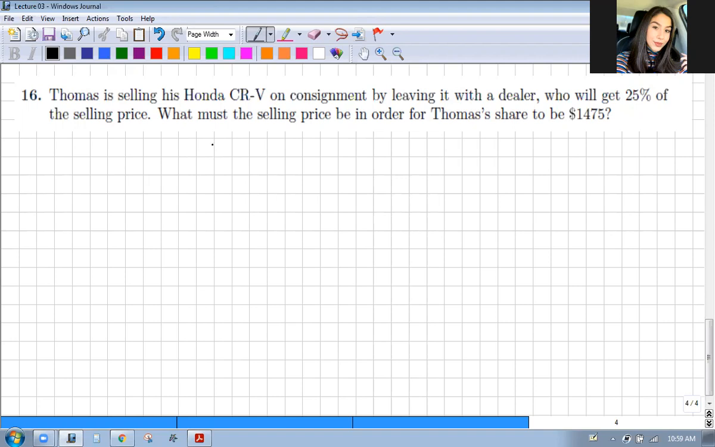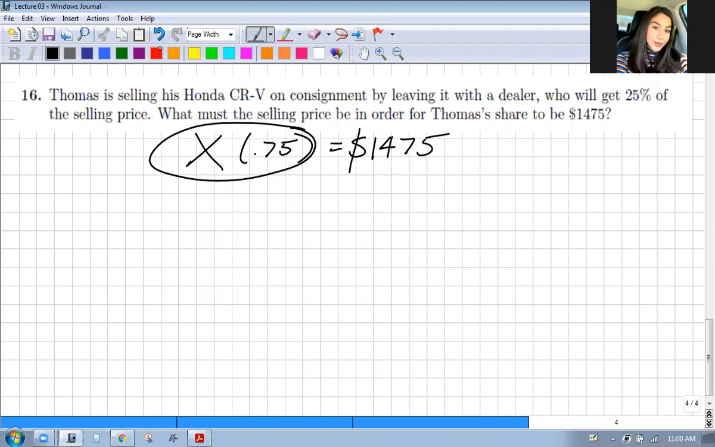So there's going to be some price, right? And we need 75% of it to be $14.75. Does that setup make sense for y'all? We're taking 75% of some quantity and getting $14.75 because that's what they're looking for. Thomas wants to get at least $14.75, but he's only getting 75% of the total.